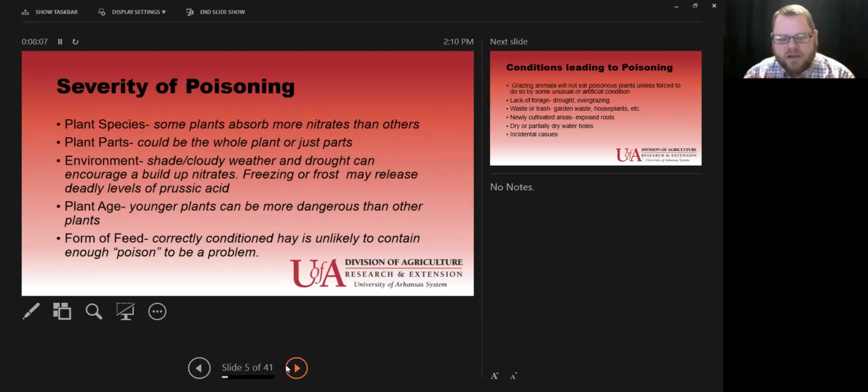Plant age. Lots of times we think the older a plant is, the more toxic it is, but it could be the opposite of that. It could be the younger the plant. And then how it is fed to our animals: is it a plant that they graze upon, or is it something that we've cut and conditioned and then baled up and fed to them later? All of those factors play a role when we talk about the severity of poisoning.